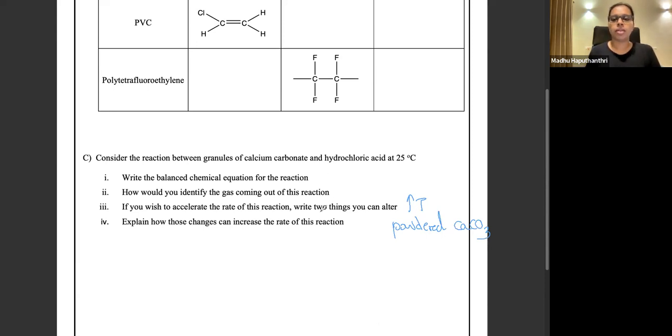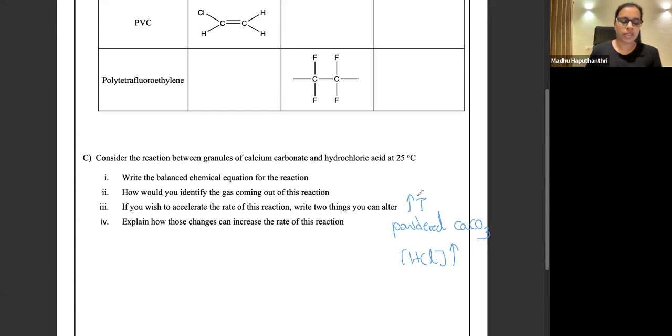And another thing, now I'm asking for two only, but I'll write this third one. You can increase the concentration of HCl. So those are the three sensible things you can alter. For most of the reactions, catalysts are working, but for the calcium carbonate HCl reaction, we don't put a catalyst. Explain how those changes can increase the rate of the reaction.